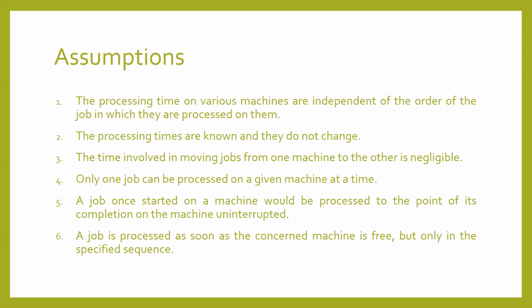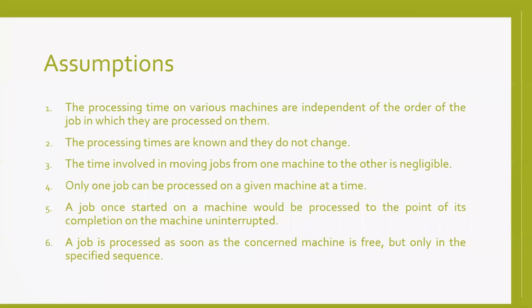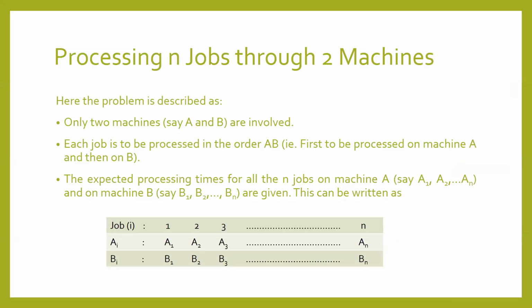Now, the first type of problem which we are going to check today is processing of n jobs through two machines. And we'll also take a problem and see how we can solve it. It is not very difficult at all, especially when we are talking about processing n jobs through two machines. In this case, the problem is we have only two machines.